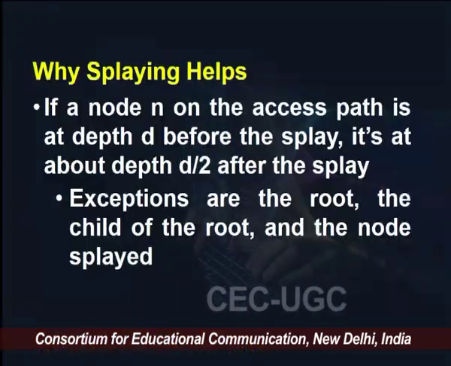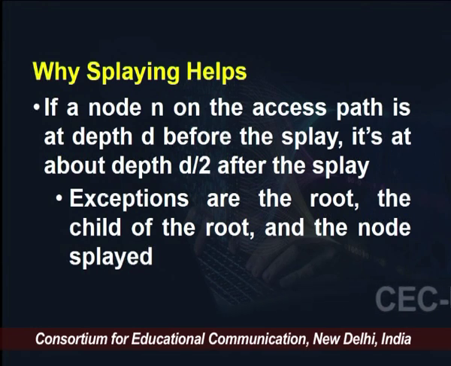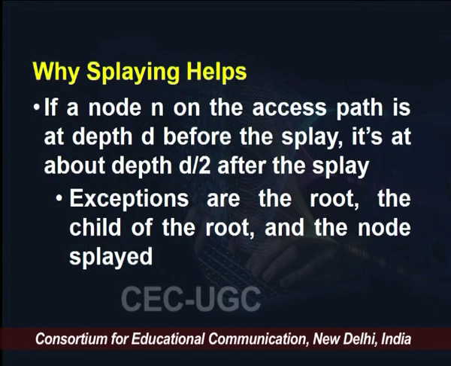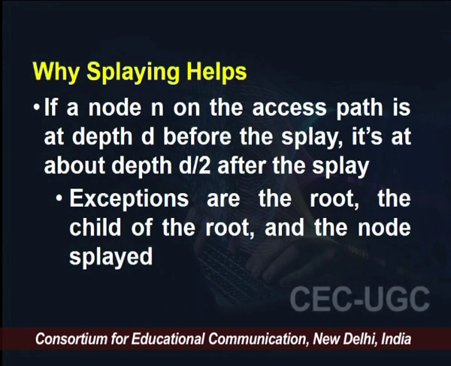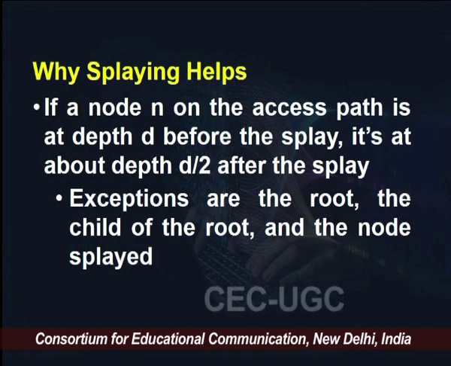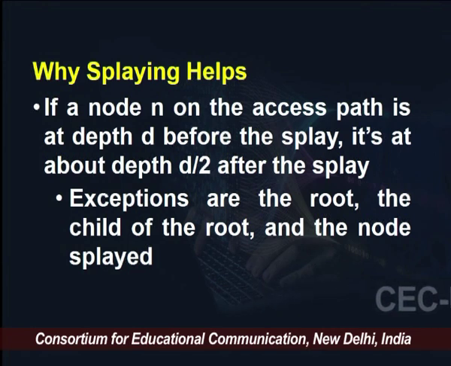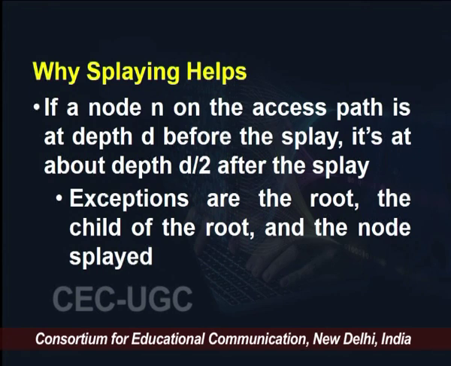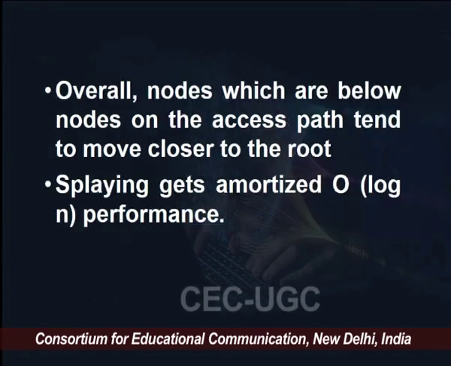So, in which scenario is splaying going to help? For example, if a node n on the access path is at depth d before the splay, after the splay it is going to be at depth d/2, that is, half of the depth. The root is the exception to this rule. Exceptions are the root, the child of the root, and maybe the node being splayed.